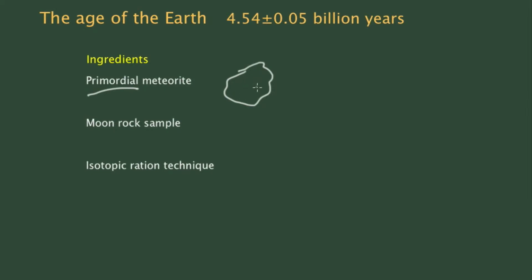Therefore, if you extract a grain from the center of this meteorite, and you study it with analytical chemistry, you study the composition of that grain, you will somehow be probing the composition of the primordial solar system. So this is one thing that you require.